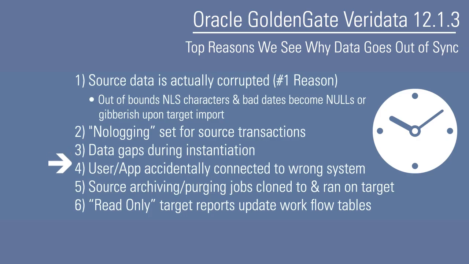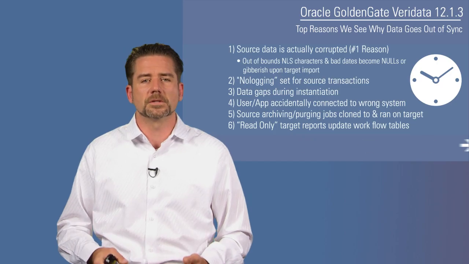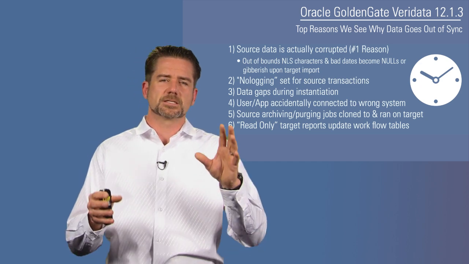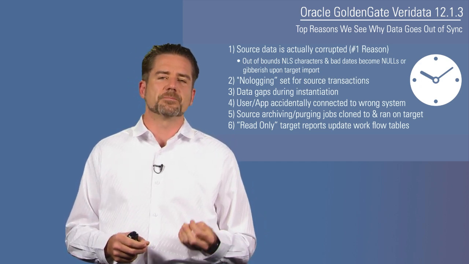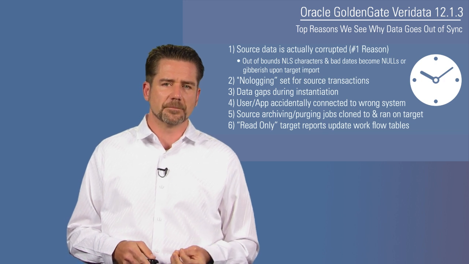And then the last three, I'll just kind of group together, but sometimes people just make a mistake. They connected to the wrong system. They didn't configure their connection settings correctly. We've seen the source archiving, purging jobs that are running on the source get cloned to the target, so now they're both running on both sides, and that's throwing data out of sync. We've seen people wanting to validate the target system before a switchover on a migration, and they have their read-only reports, which are actually updating some workflow tables in the background. But those 6 really comprise, I'd say, about 99% of the reasons that we see out-of-sync data.